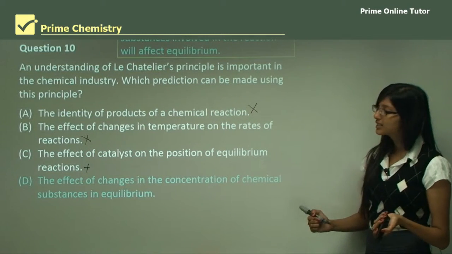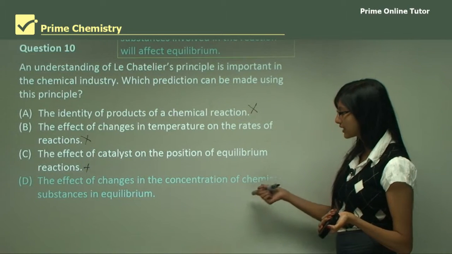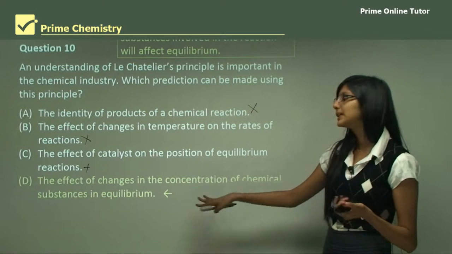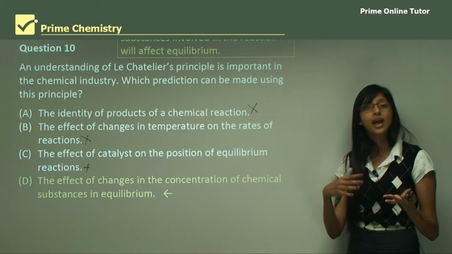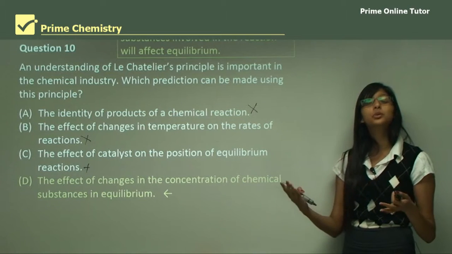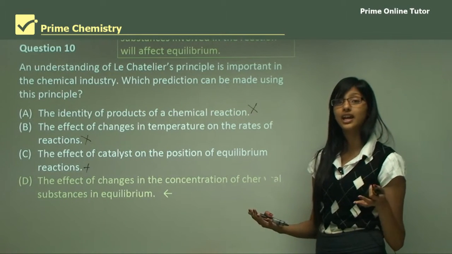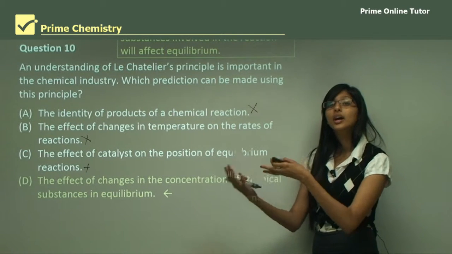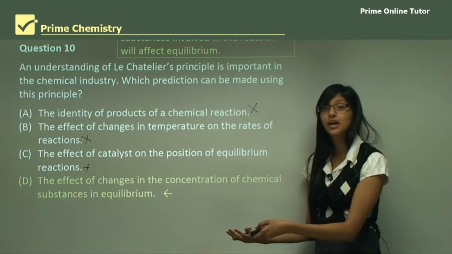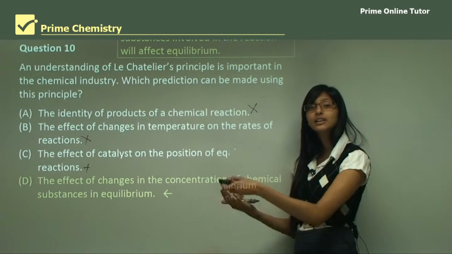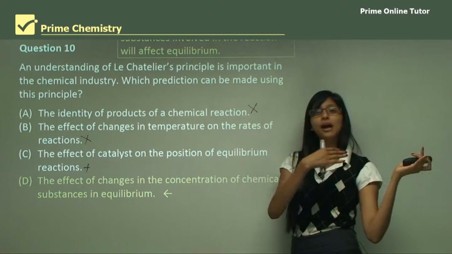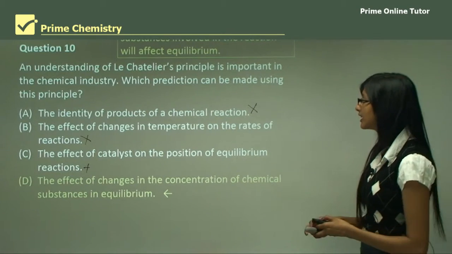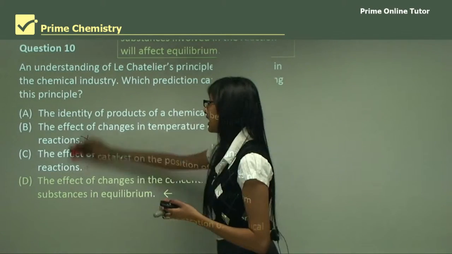What about D? D tells us the effect of changes in the concentration of chemical substances in an equilibrium. And this is true. Why? Because if we change the concentration of either the reactant or the product, the equilibrium will move to the side to counteract the change. So if the amount of reactants is increased, it will move forward to reduce the amount of reactants by forming the products. Again, if the amount of products is increased, it will move backward to reduce the amount of increased product and form more reactants.